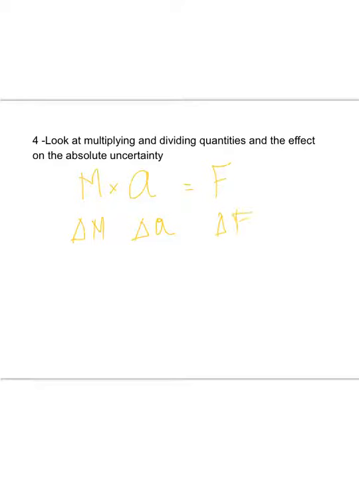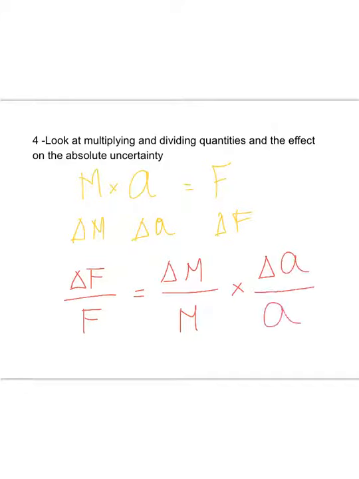Now, the best way to deal with this is using fractional uncertainties, right? Because the fractional uncertainty is not the absolute. So now we're going to forget about the absolute uncertainty addition stuff. Before we were adding absolute uncertainties. Now we are going to add fractional uncertainties, because the fractional uncertainty in F is equal to the fractional uncertainty in the mass times the fractional uncertainty in A, in acceleration.